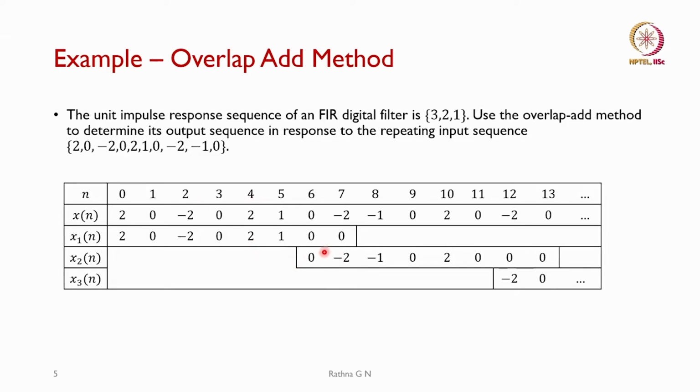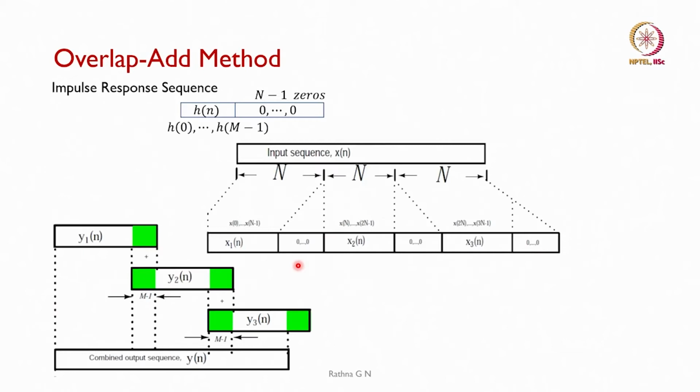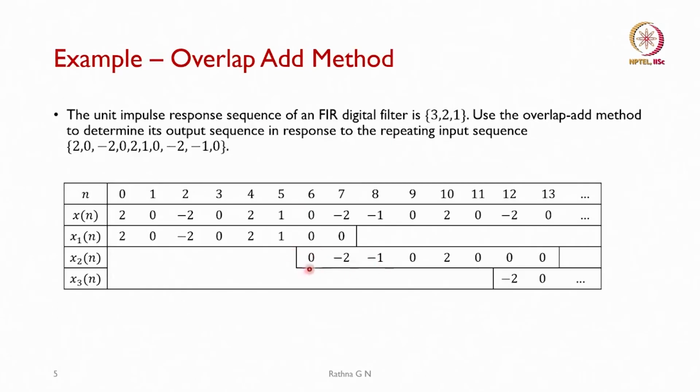From here, what we are going to do is, x2 of n, as you can see in the figure here, we will be starting from here to here after padding with zeros. In this case 0, -2, and then we take the rest of the signal up to 0 here. Then we pad again with M minus 1 zeros, which is equivalent to 2 zeros that we are adding here, and then the next sequence will be -2 and 0 in this case, and so on. So, this is how we have calculated our L, M and N values.